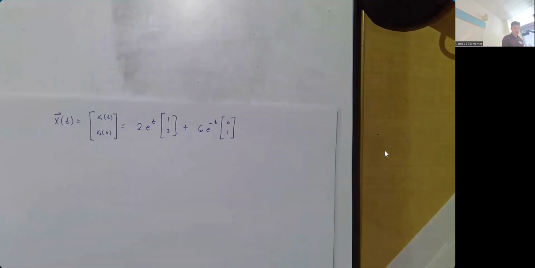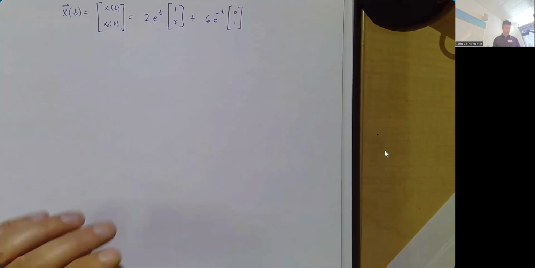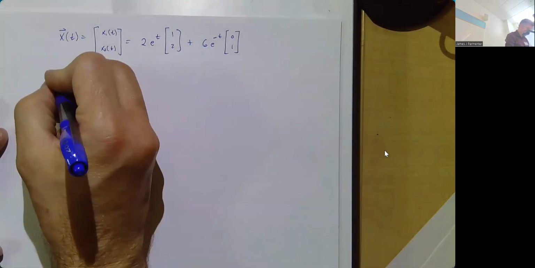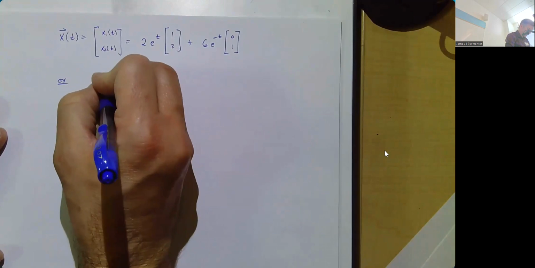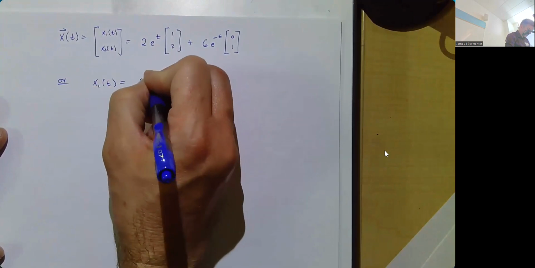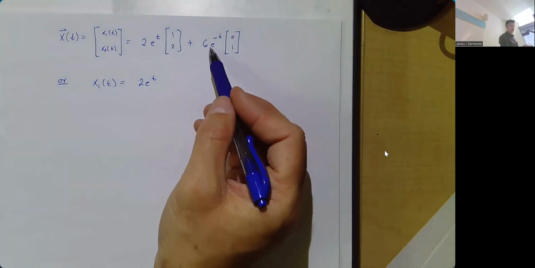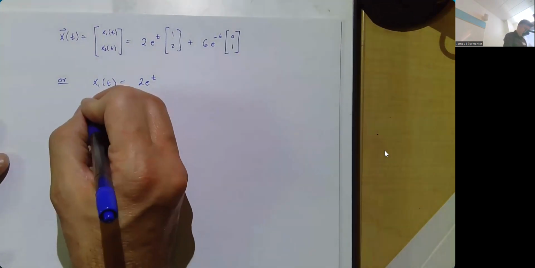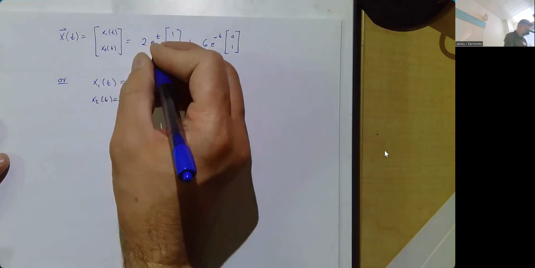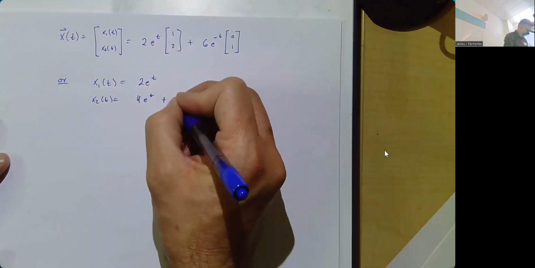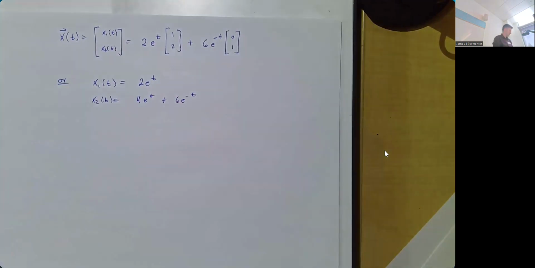Typically in WebWork, they won't ask you to write this out like this. They will actually ask you for each of the top part and the bottom part separately. So separately, we could say that x1 of t is 2e to the t, and that's it. There is no other part here because it's that times 0. And x2 of t is 2 times 2, which is 4e to the t, plus 6e to the negative t. That is what our solutions look like.